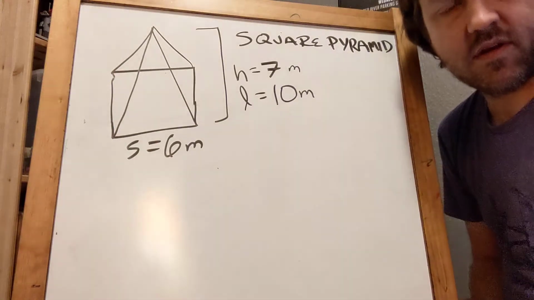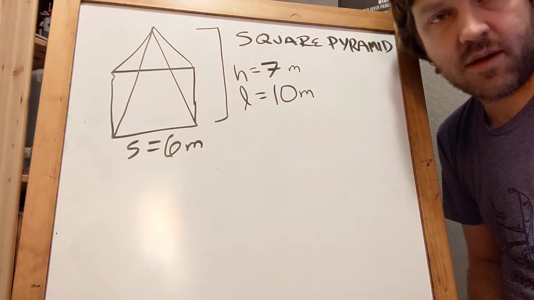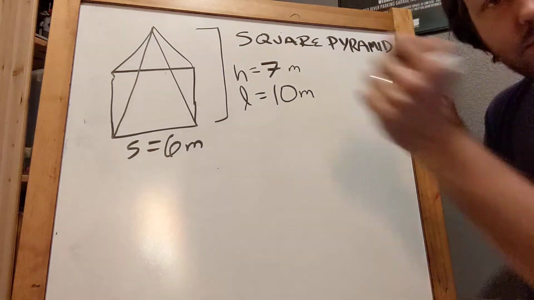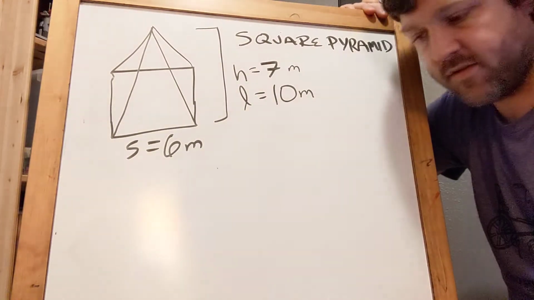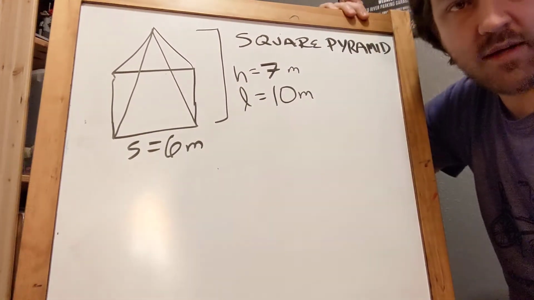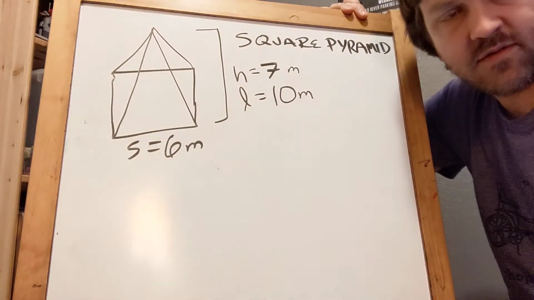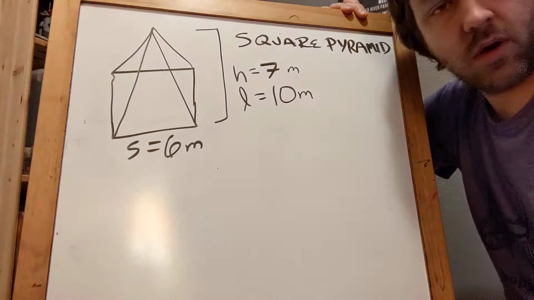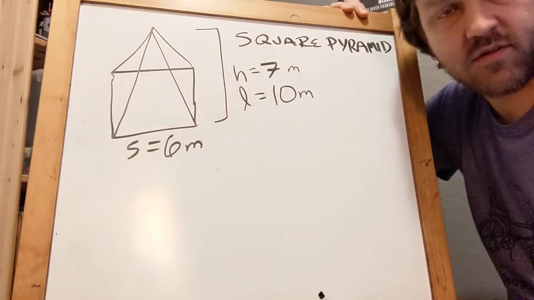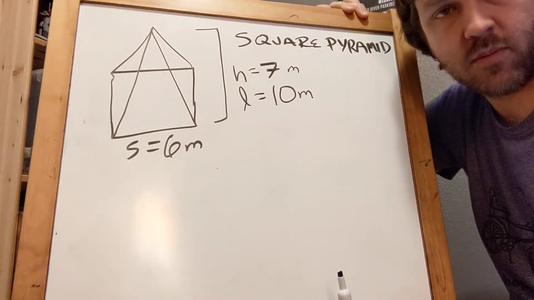All right, everybody, this is going to be our pyramid example. For the purposes of the test and for our practice, you're only going to do square pyramids. Pyramids can have any kind of base, just like prisms, but we're only going to be looking at square pyramids. And so it actually is a pretty straightforward process.